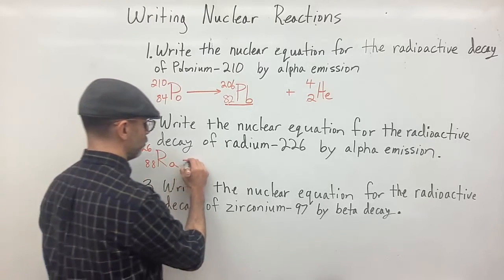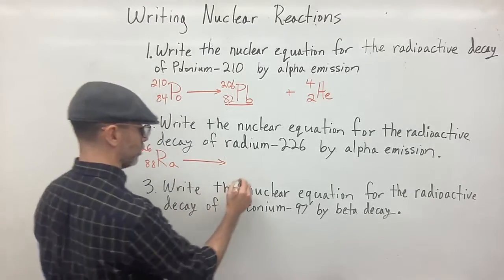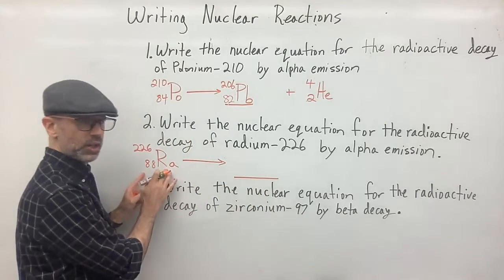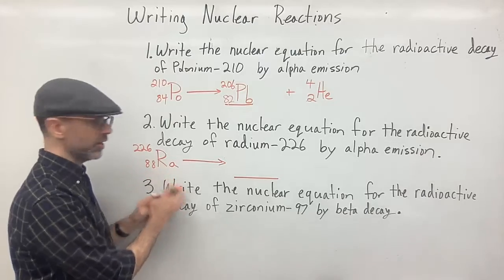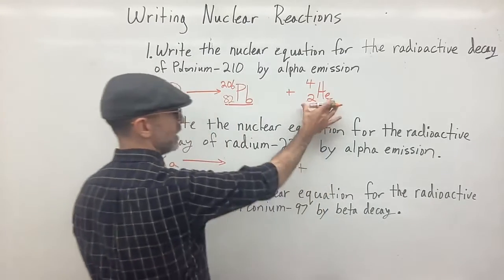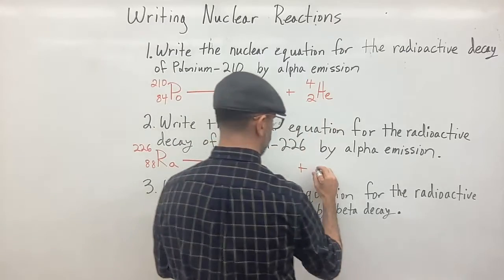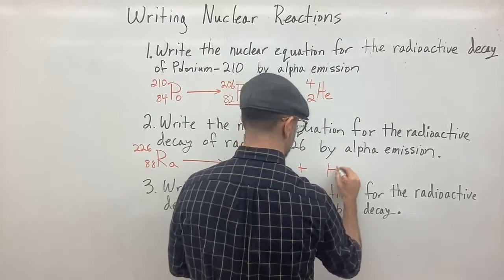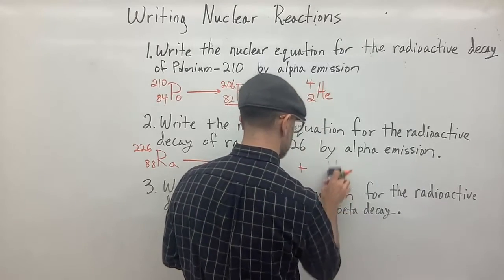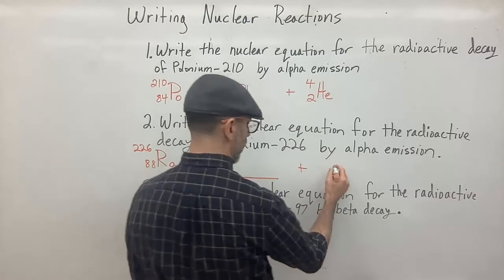So that's going to, again, emit a particle. So we're going to get a daughter element. This is the parent element. This is what you start with. And this is the daughter element. Plus, we're releasing another alpha particle. So again, He. Well, let me do alpha. I'll write alpha this time.